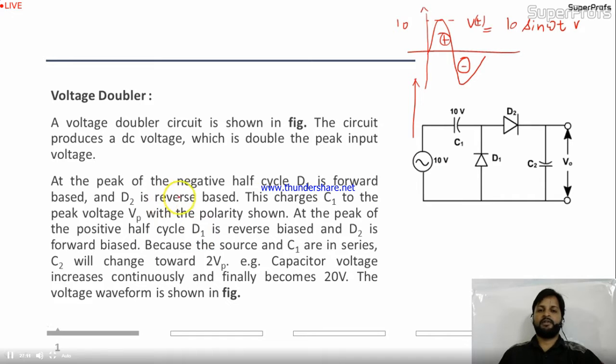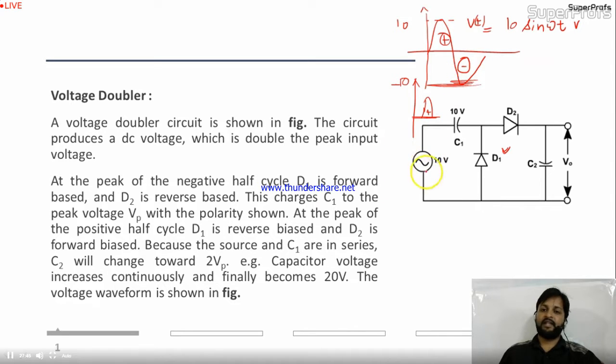Now, what is the working over here? See friends, at the positive half cycle, if your input is positive, this will be in reverse bias, okay? This circuit will basically start with the negative half cycle. See, at the peak of the negative half cycle, minus 10, who will be in forward bias? Definitely D1 will be in forward bias, okay? I'm talking about the negative half cycle.